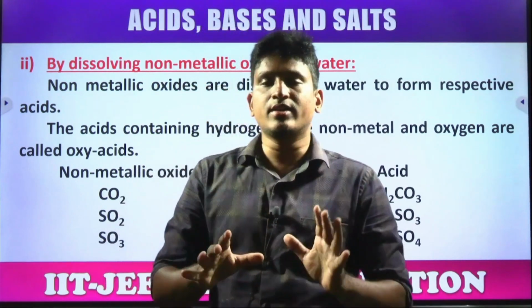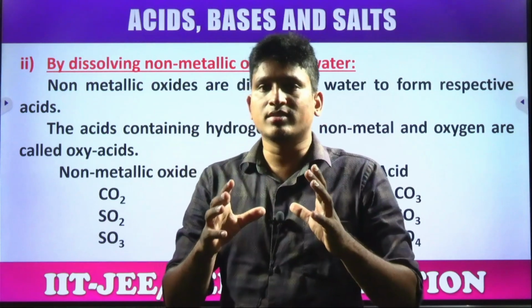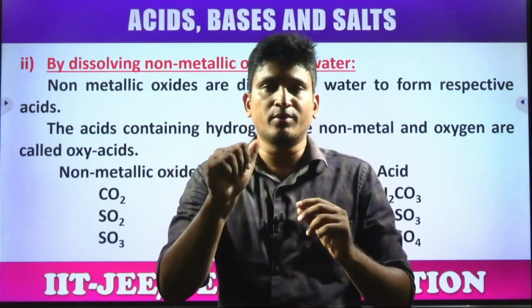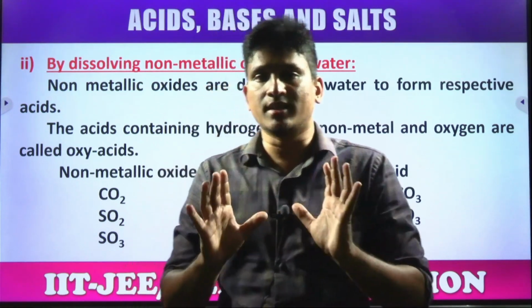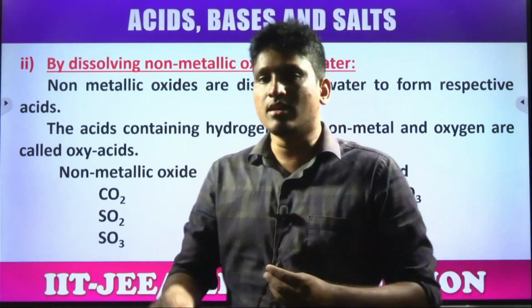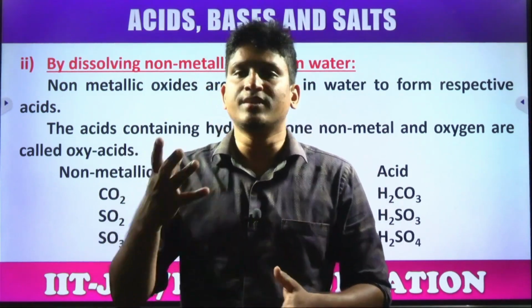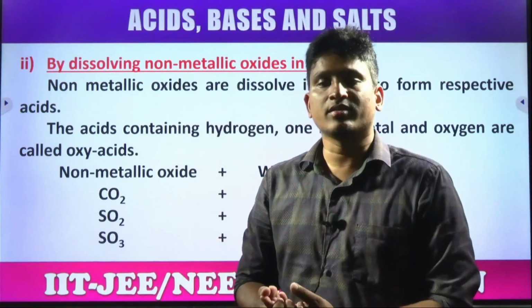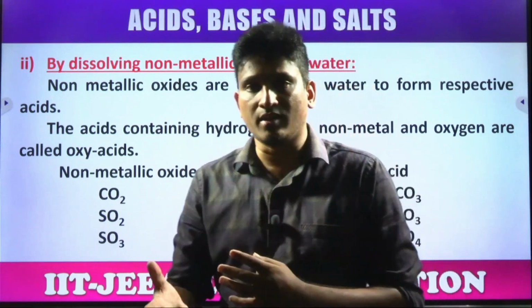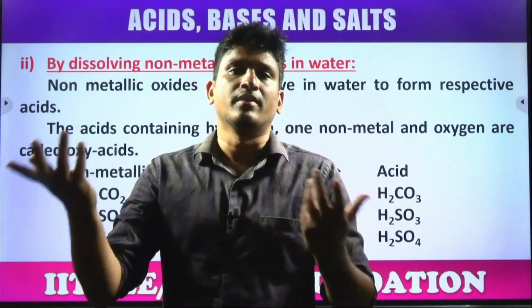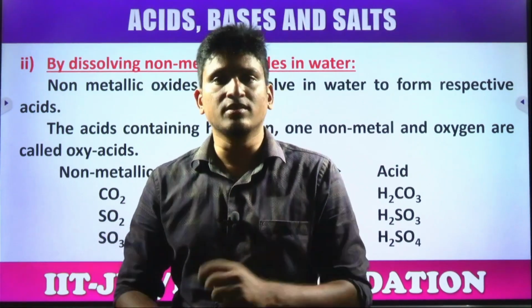So you already know that non-metallic oxides are acidic in nature, yes, students. And when these non-metallic oxides dissolve in water, what do they produce? They produce the respective acids. For example, carbon dioxide is a non-metallic oxide, right? When it dissolves in water, what does it produce? Carbonic acid, H2CO3. Sulfur trioxide, SO3, is a non-metallic oxide. When it dissolves in water, it forms sulfuric acid. Nitrogen dioxide forms nitric acid, as well as phosphorus pentoxide, which forms phosphoric acid.